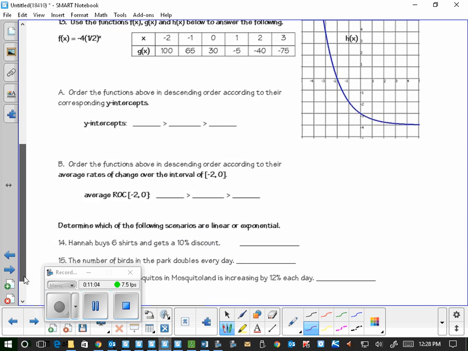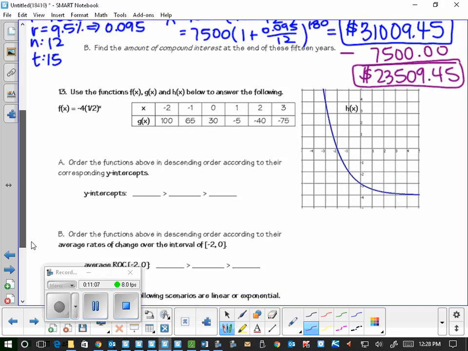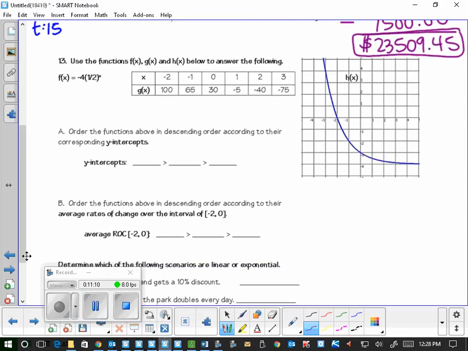All right, just a few more here. Number 13, we're given three different functions here. We're given f of x, g of x, and h of x. So we're going to compare all of these things. The first part says order the functions above in descending order according to their corresponding y-intercepts. Remember, the y-intercept is when you plug in 0 for x. You can plug it into an equation, you can look at it in a table, and you can look at it in a graph.